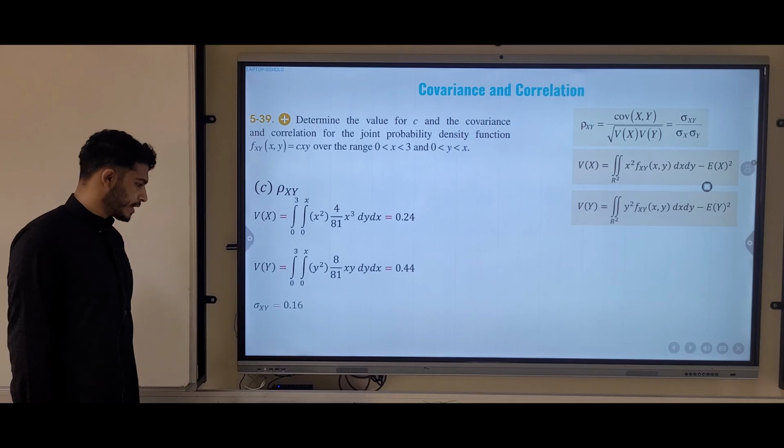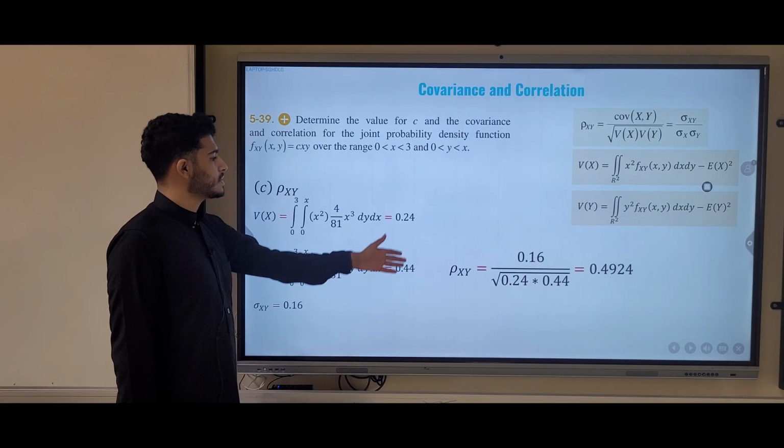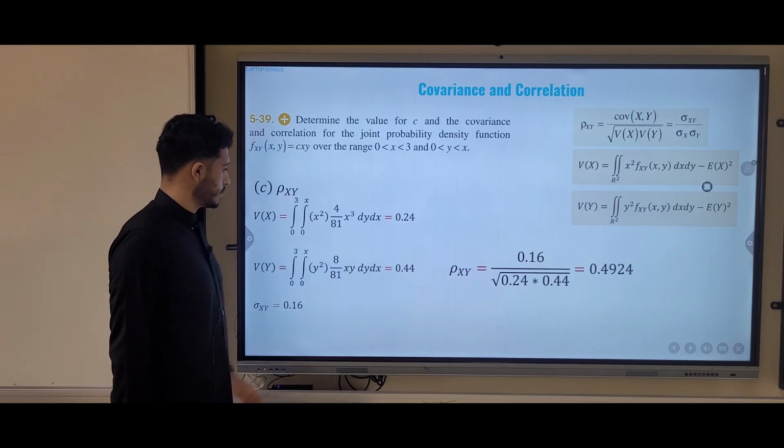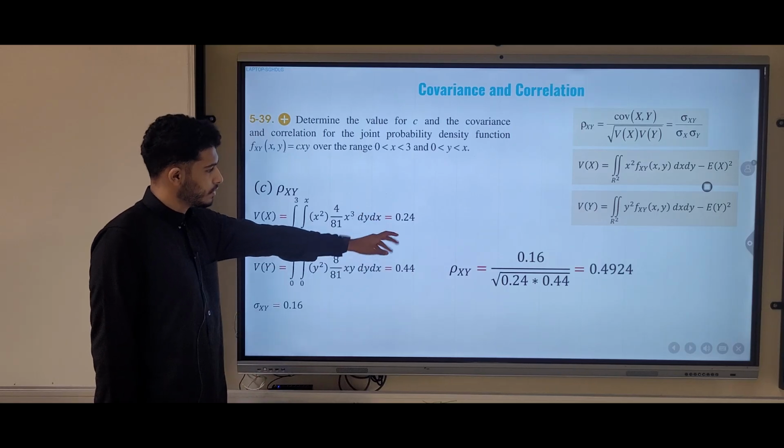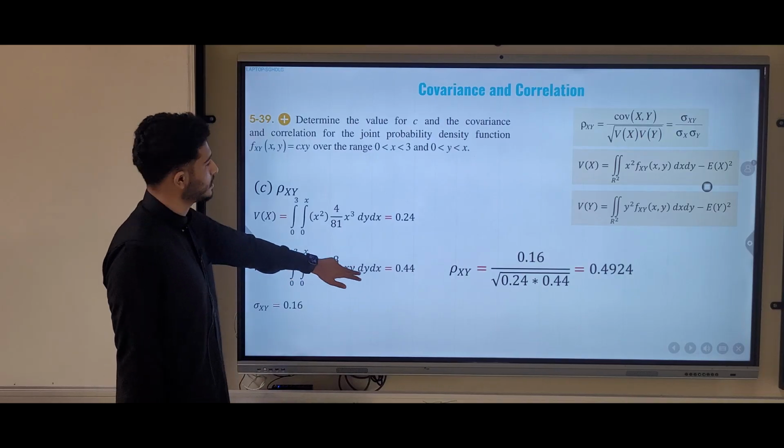Here the covariance, we already know it, and the correlation is this value after you substitute everything. Of course, these things are variances, so put them all under the square root to make them all standard deviations, and you're going to find the answer at the end.